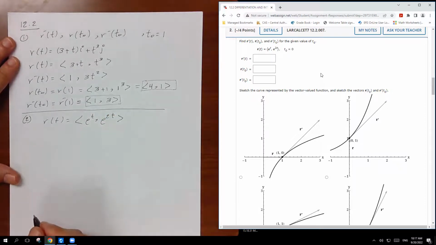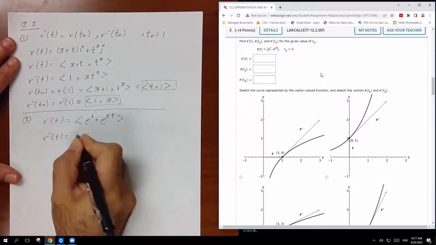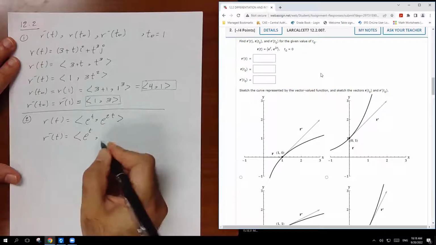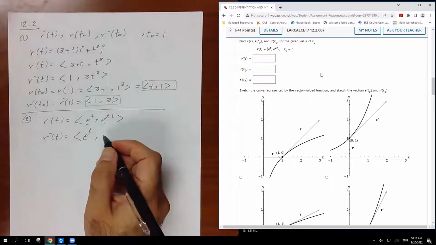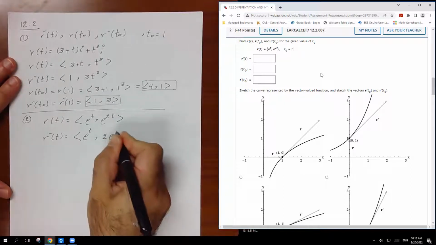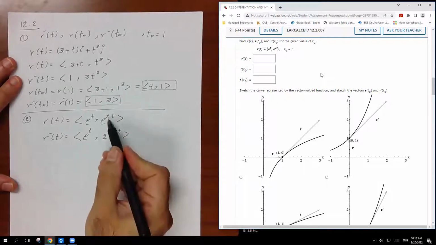So now we need to find the prime. That means r prime of t is going to be, the derivative of e to the t is going to be e to the t. And the derivative of e to the 2t is going to be 2 and the same exponential function, because you have the derivative of the exponent.